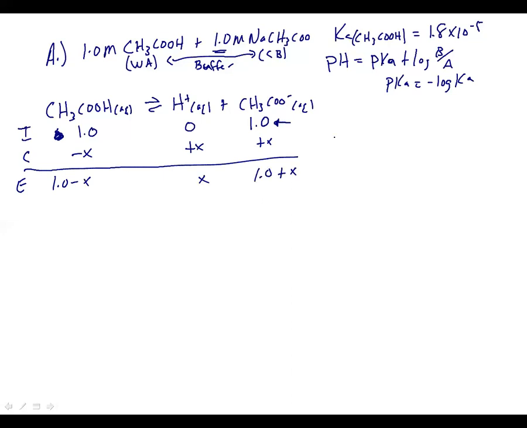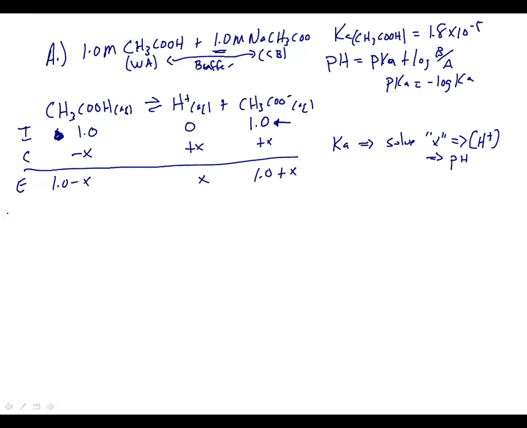This would obviously go into our Ka expression. You would do a little solving for X, which would get you the H plus concentration, and that would get you to the pH. So this is one way you could do it.